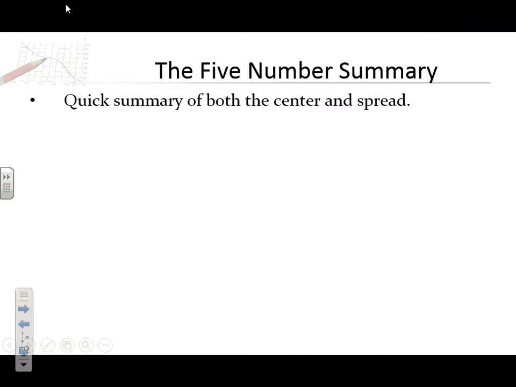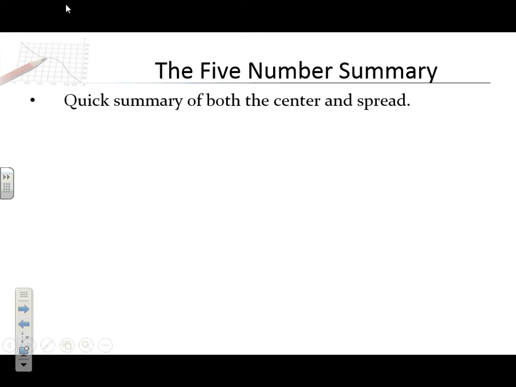So first thing we're going to talk about is what's called the 5-number summary. This is a summary of numbers that gives a quick look at both the center and the spread of a distribution. This will be the summary of choice when you have skewed distributions or when you have outliers in your distribution. So the 5-number summary is what you choose to summarize your distribution if it's skewed or if it has any outliers.